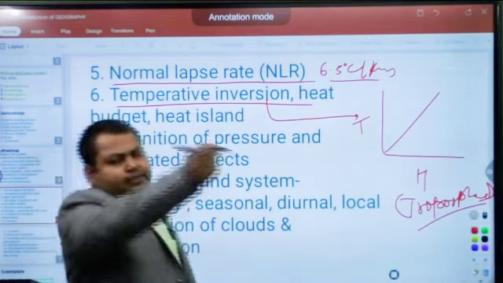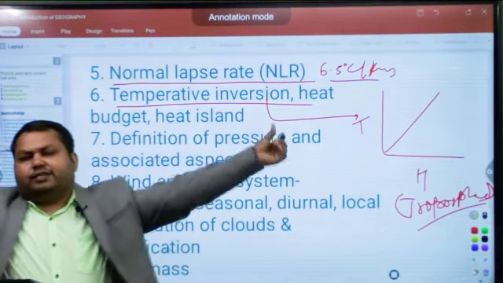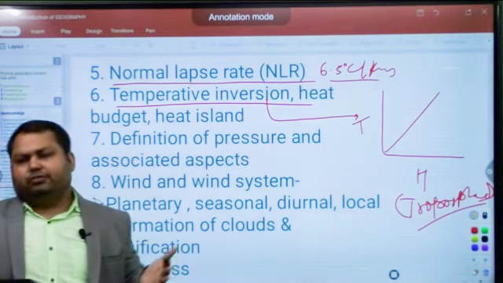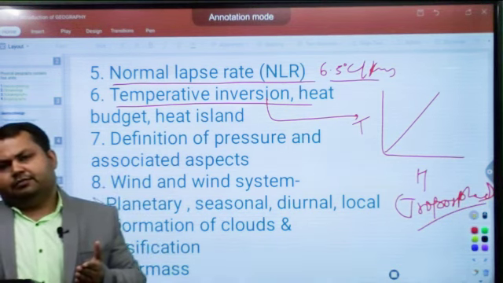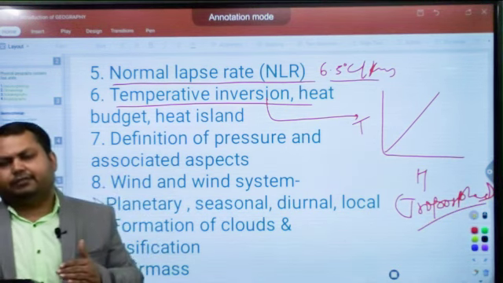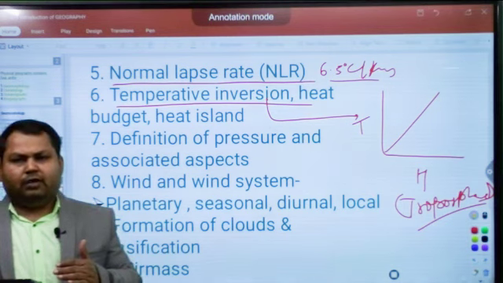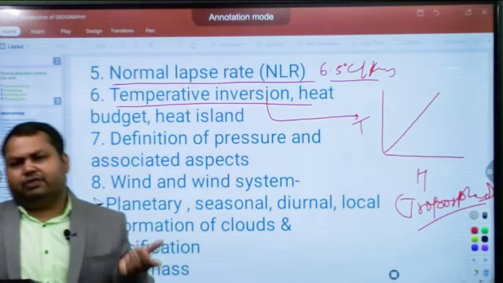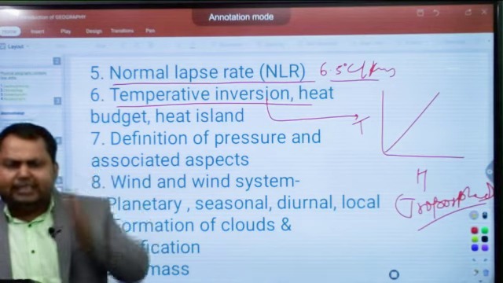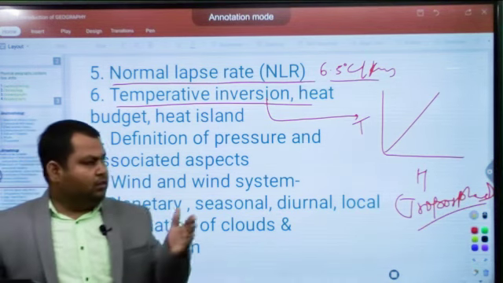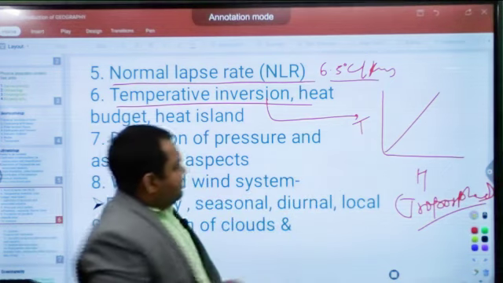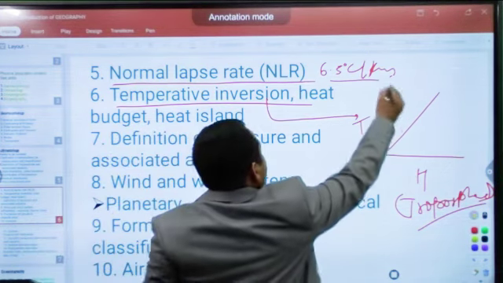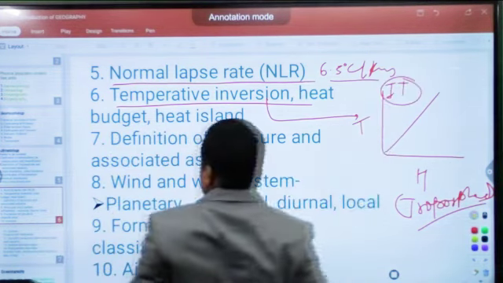What are the factors? Altitude, latitude, length of day and night, rotation of earth, revolution of earth, seasonal changes, etc. These are responsible for the origin of temperature inversion, right?